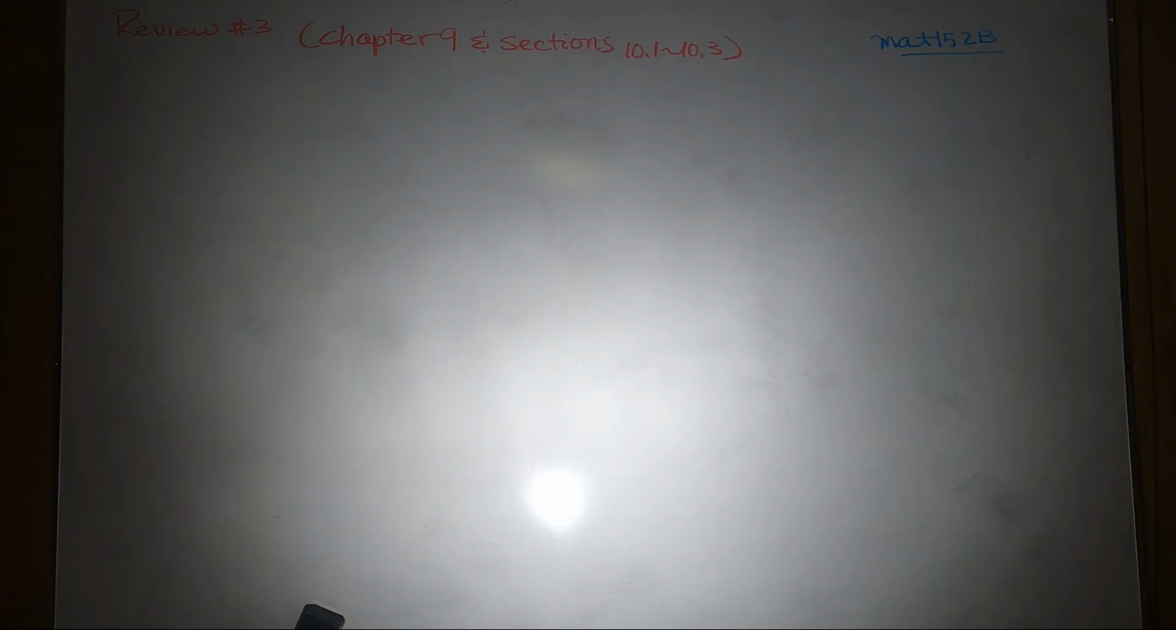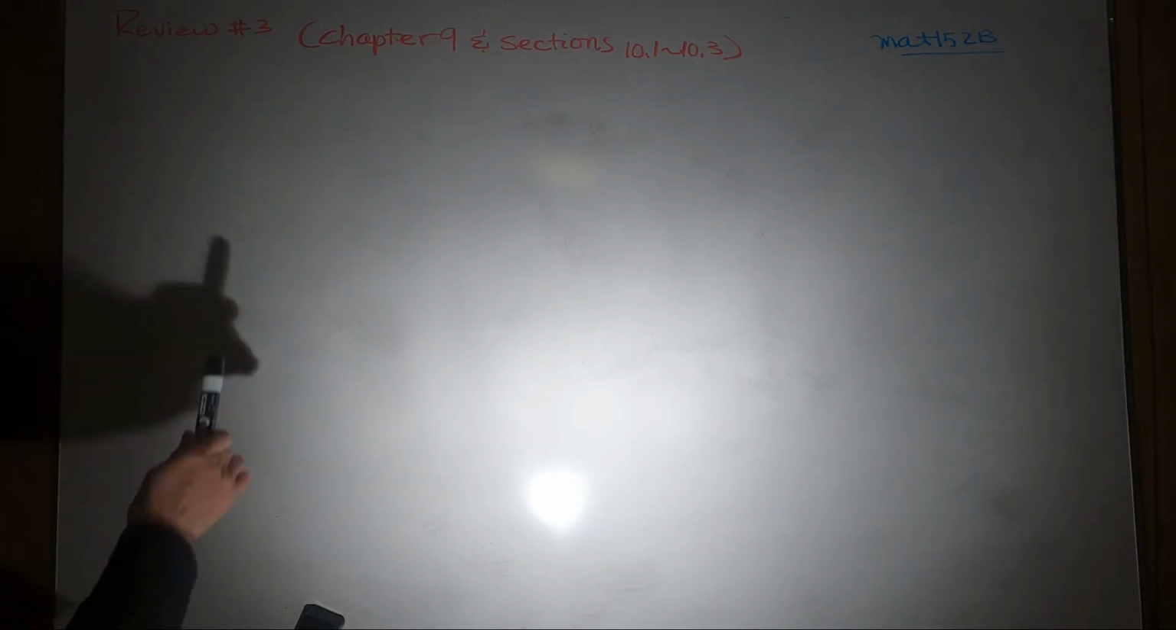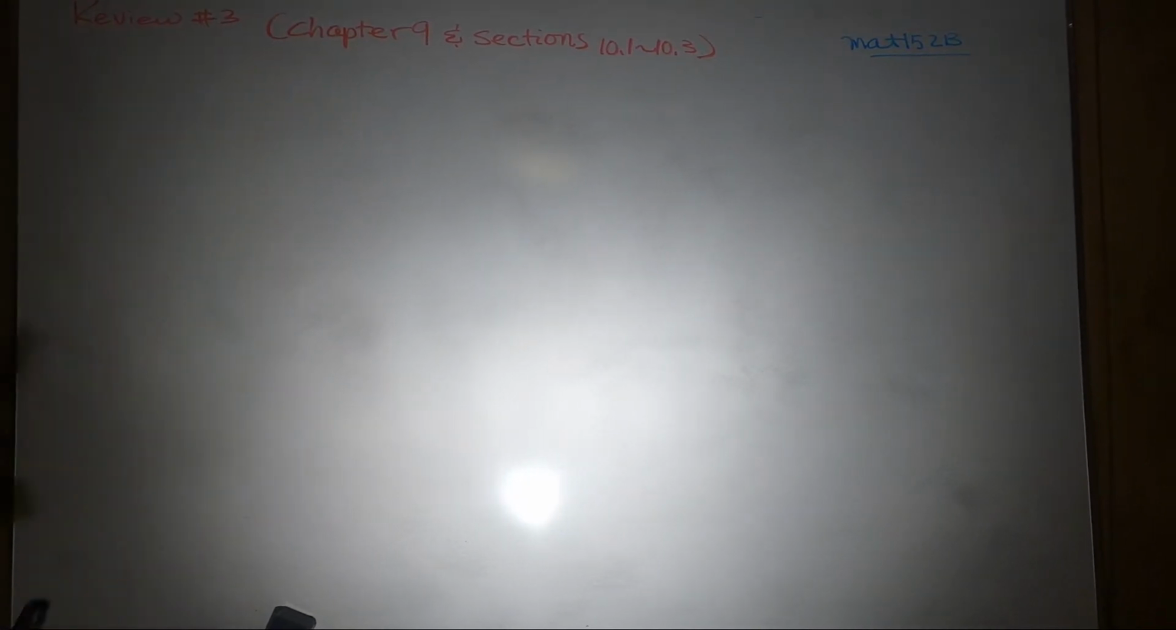Let's do the review number 3 for your exam number 3, right? Which covers chapter 9 and sections 10.1 through 10.3. So chapter 9, we studied what? All the crazy numbers, right? Radicals. The basic skills: add, subtract, multiply, and divide, right? Then we solve the equations, radical equations.